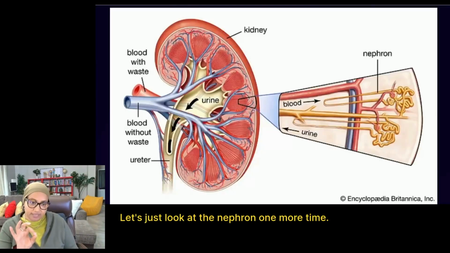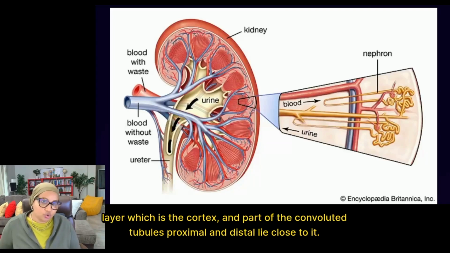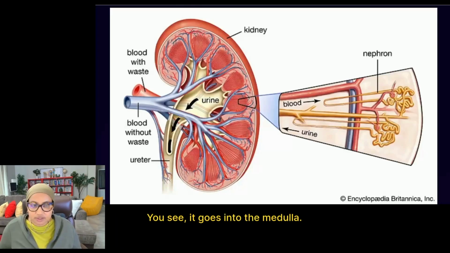Let's just look at the nephron one more time. As I said, the renal corpuscle with Bowman's capsule and the glomerulus lie within the outer layer, which is the cortex, and part of the convoluted tubules, proximal and distal, lie close to it. The straight part and the loop of Henle go down into the medulla. You see, it goes into the medulla.